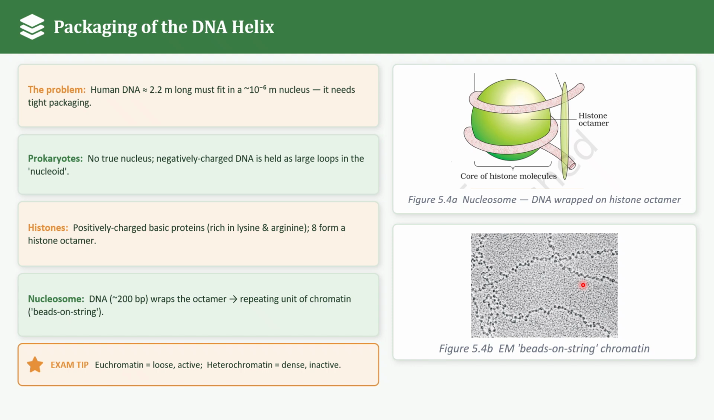So let's see some exam tips. Euchromatin and heterochromatin. Euchromatin is loosely packed chromatin. Since it is loosely packed, enzymes can easily reach the DNA. Therefore, genes present here are actively transcribed. Next is heterochromatin. It is tightly packed chromatin. Yeah, it is dense, right? Because it is highly condensed, enzymes cannot easily access the DNA and it remains mostly inactive.